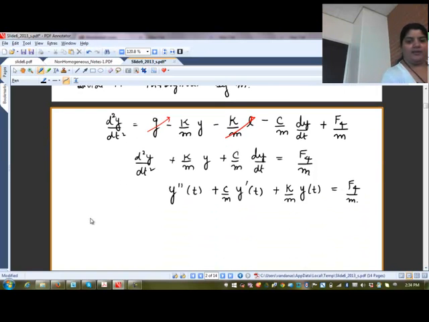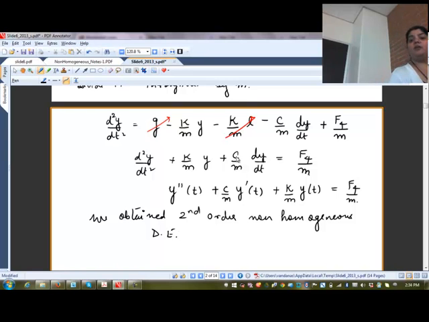So we obtained a second order non-homogeneous equation. What is C, by the way? What is C doing here? This C. C is causing damping.